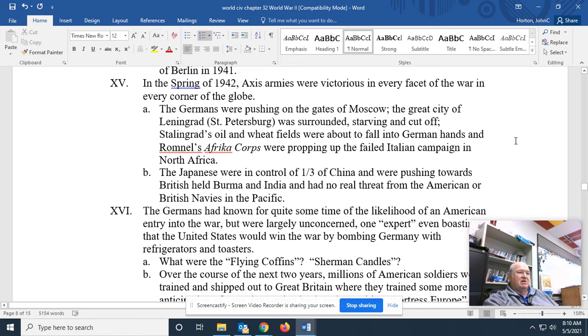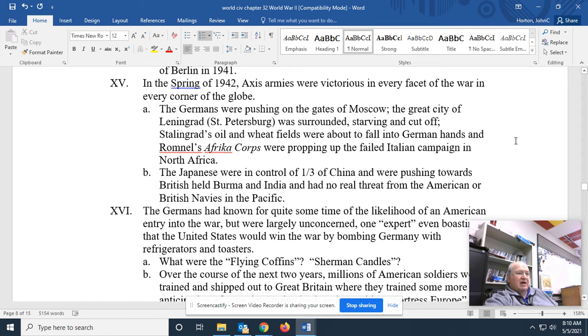And so, yeah. The Japanese were in control of 1/3 of China and were pushing towards the British-held Burma and India. And there was no real threat from either the American or British navies in the Pacific in the spring of 1942.